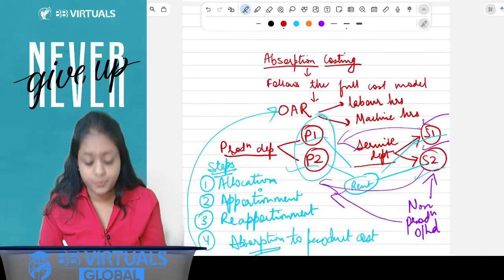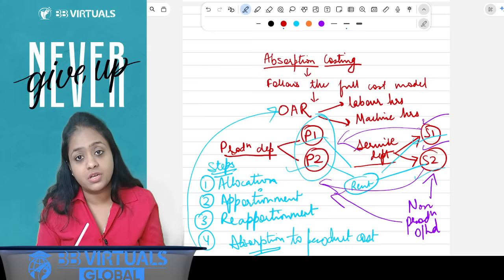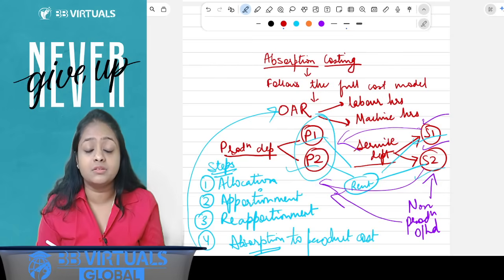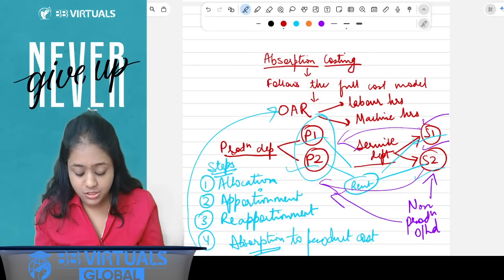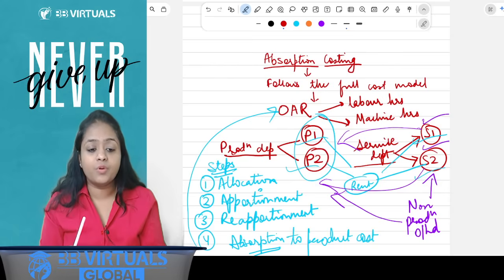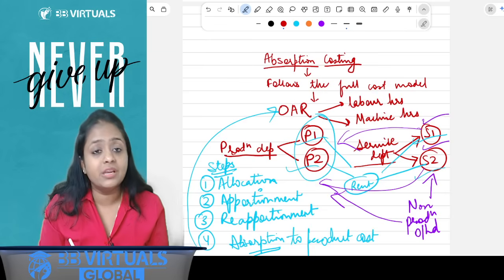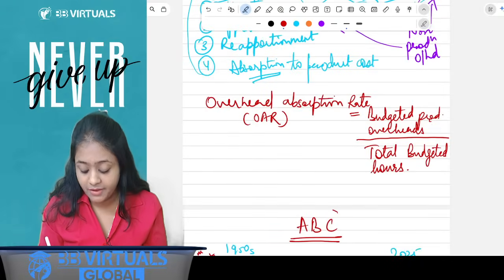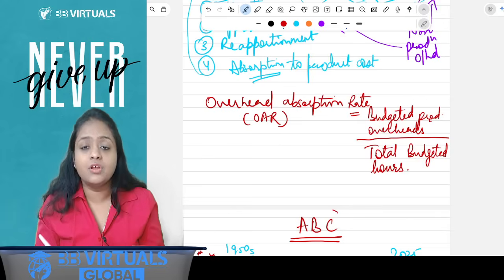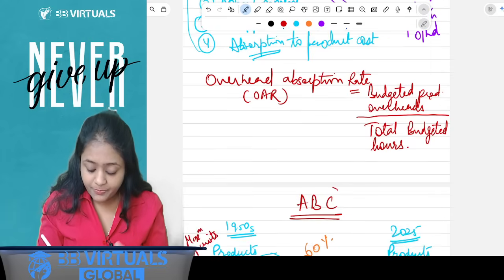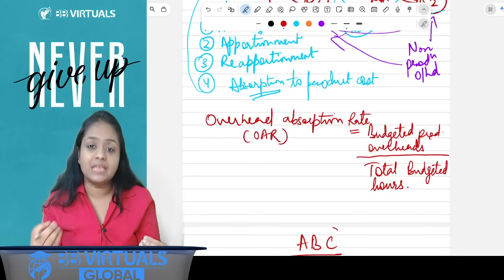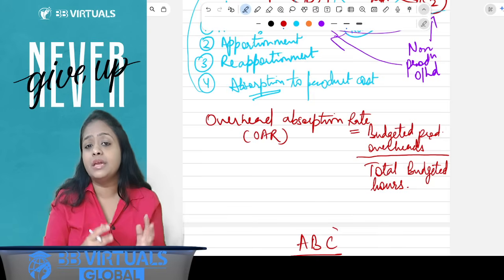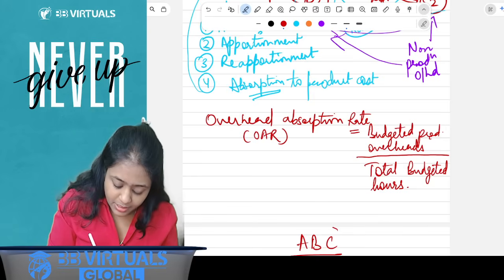So quickly, absorption costing follows the full cost model, and that says that the full cost should be absorbed in the product cost. In fact, ABC costing also follows the full cost model only. Now here we calculate the overhead absorption rate as budgeted production overheads divided by total production hours. Now these budgeted hours can be machine hours, can be labor hours, or can be any other activity levels, which sometimes we even calculate with direct material cost as well. So depending upon the entity's policy, we calculate the overhead absorption rate.